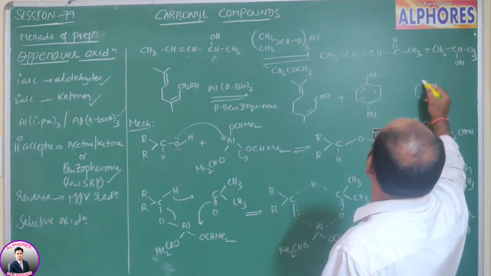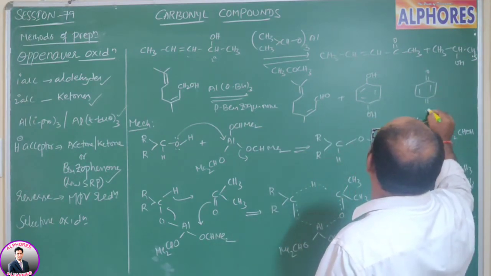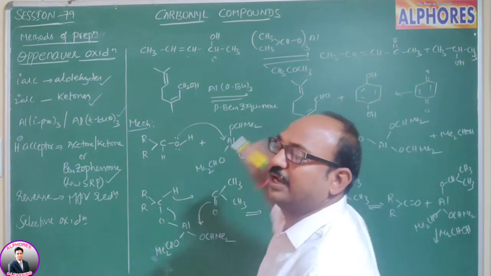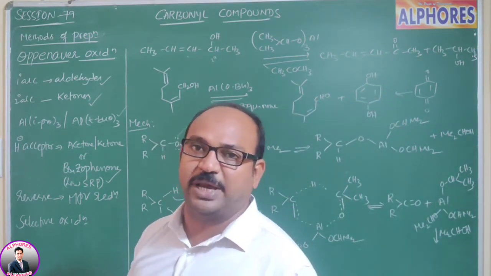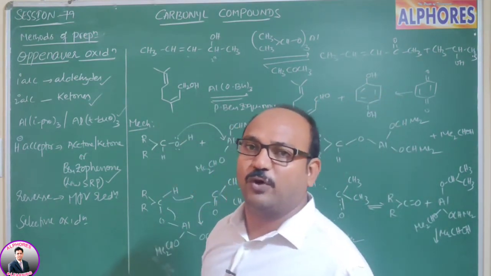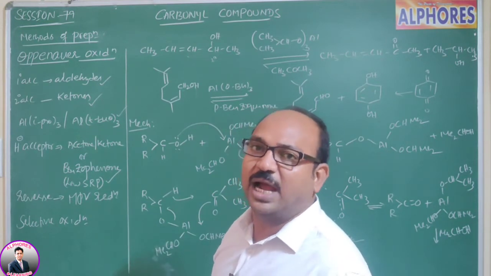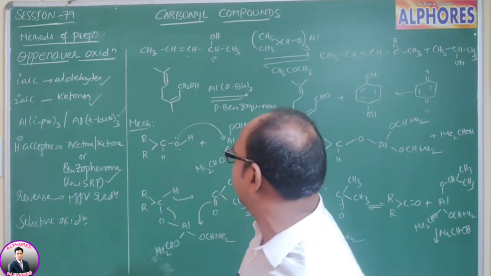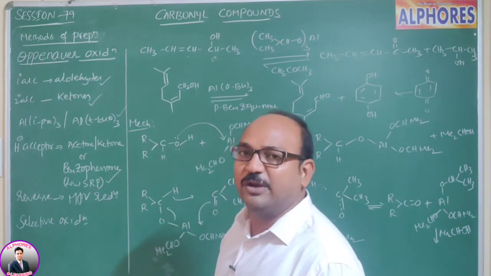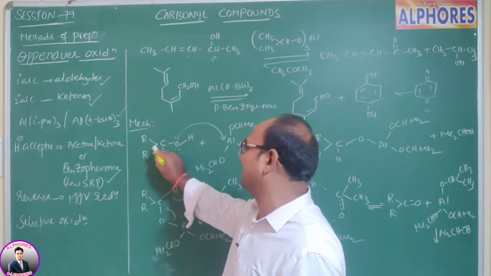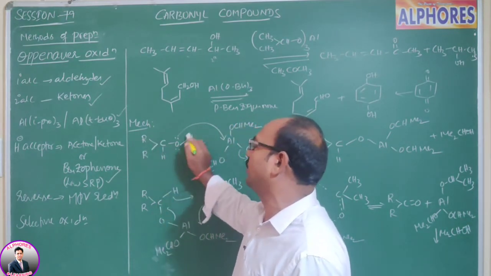And here I am going to use parabenzoquinone. Parabenzoquinone is generally like this, and it converts like this into 1,4-dihydroxybenzene after accepting hydrogen, which means hydride transfer takes place. Now let us see the mechanism. Let us consider a secondary alcohol, R2CHOH.